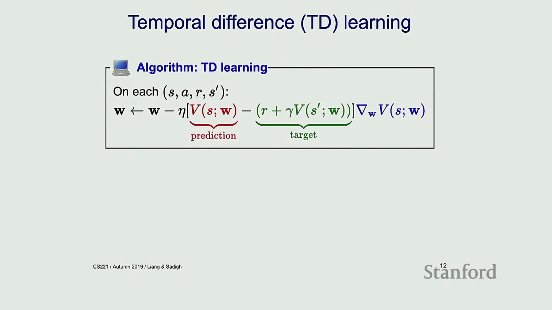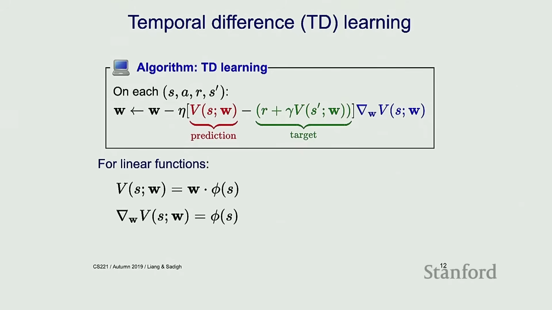So this is the TD learning algorithm. This is all it does. Temporal difference learning picks these pieces of experience, S, A, R, S prime, and then based on those pieces of experience, it just updates W based on this gradient descent update: the difference between prediction and target times the gradient of V.